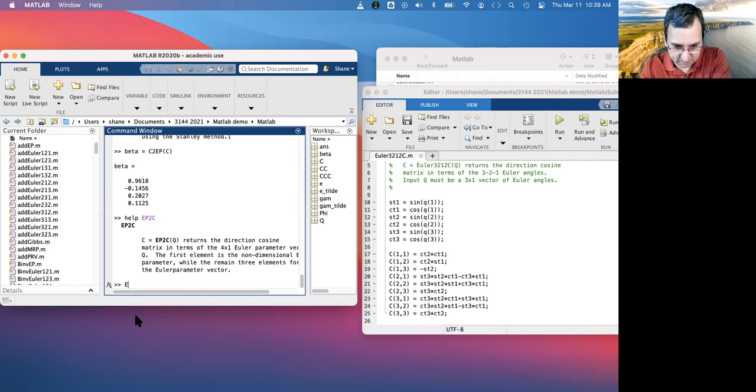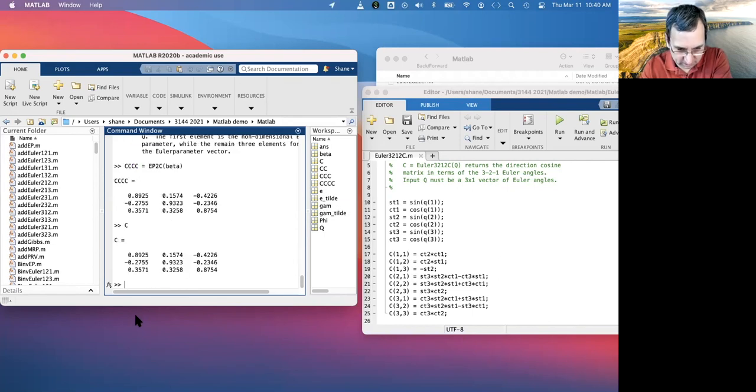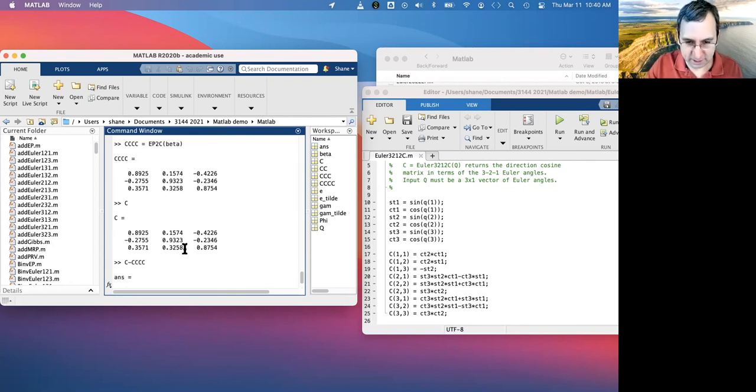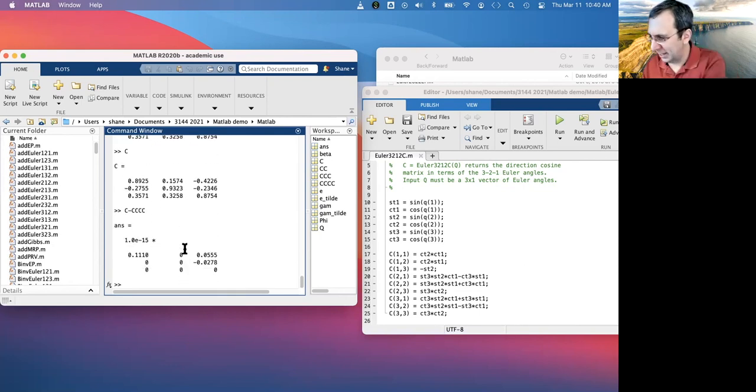Okay, EP to C, I'll call this CCCC. You see how excellent my coding skills are. Beta, how does that compare? C minus CCC. It's about the same. It is the same. Good. And I think somehow this is the same as the calculation in example 3.6. It tells you how to do this.